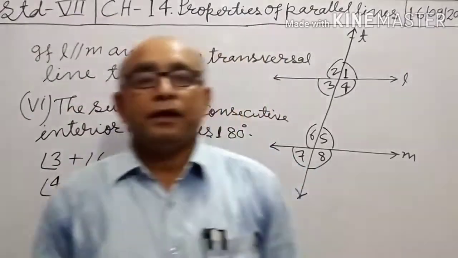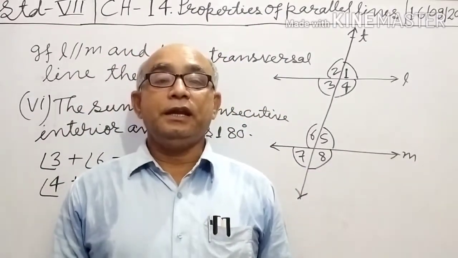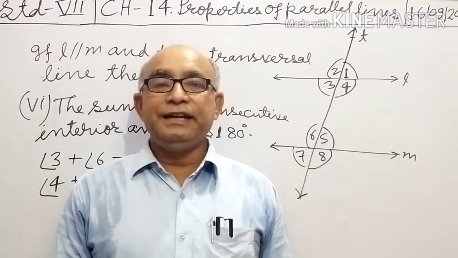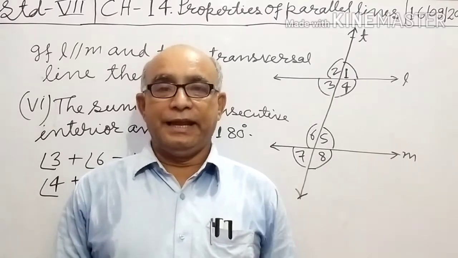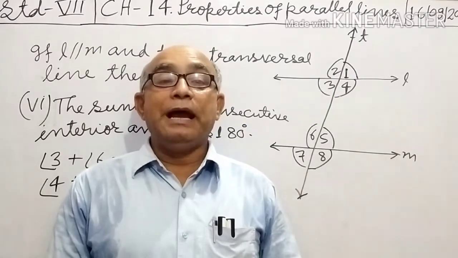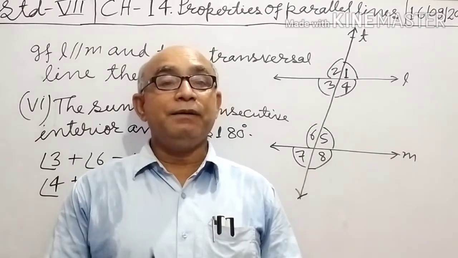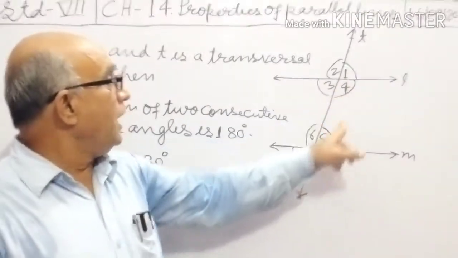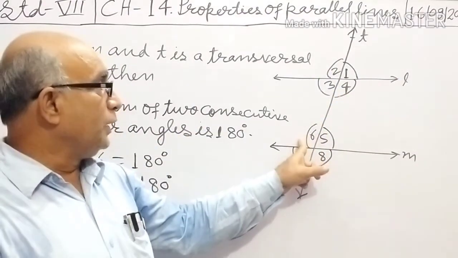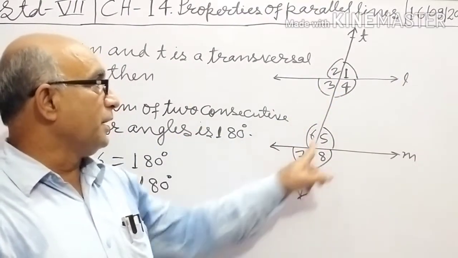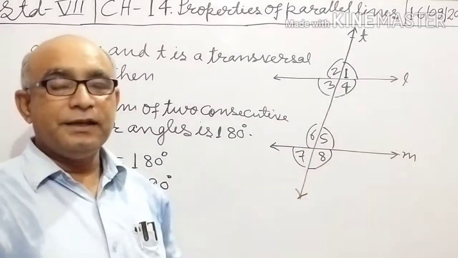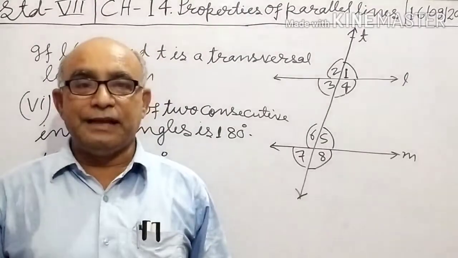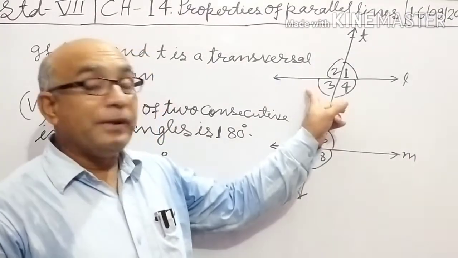Students, the theorem is noted that if L and M are two parallel lines and T is a transversal line, then the main point is pairs of corresponding angles are equal. Angle 1 equal to angle 5, angle 2 equal to angle 6, angle 3 equal to angle 7, angle 4 equal to angle 8. Next important point is pairs of alternate interior angles are equal.